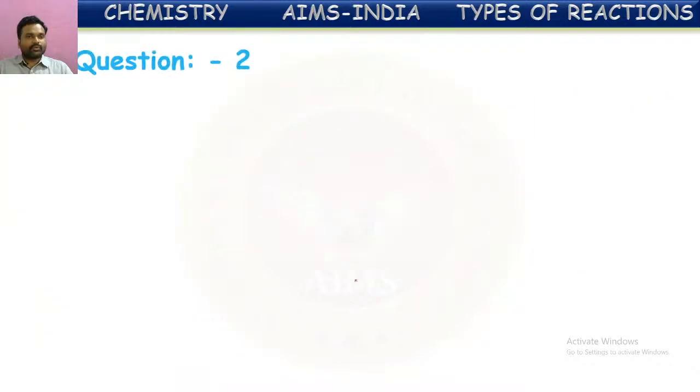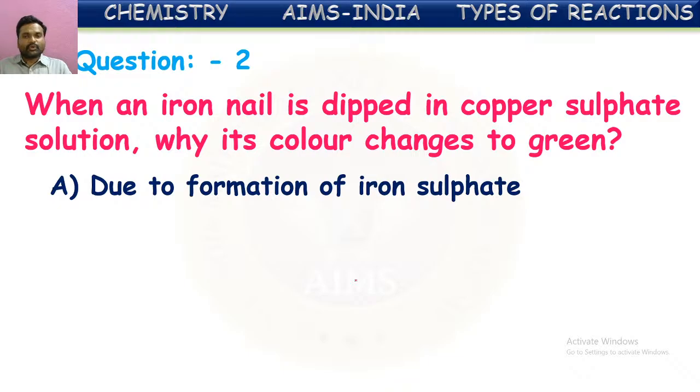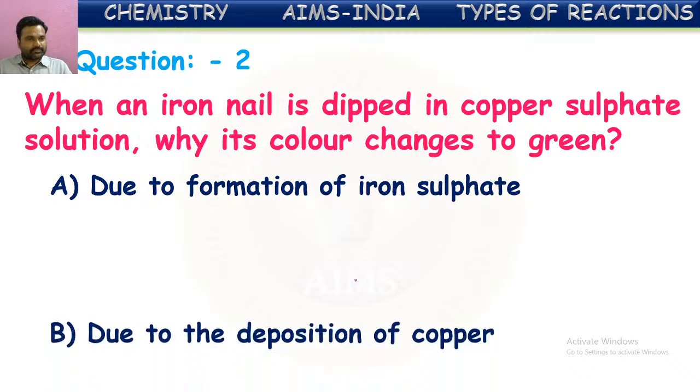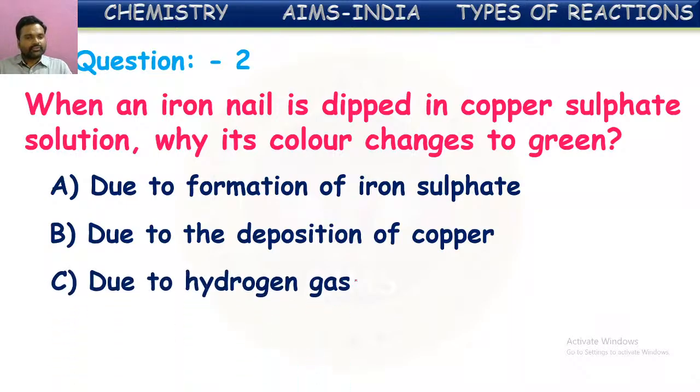Next, let us see one more question. When an iron nail is dipped in copper sulfate solution, why does its color change to green? Answers are given like this: due to formation of iron sulfate, due to deposition of copper, due to hydrogen gas, all of these. So are these all correct answers? Check once.